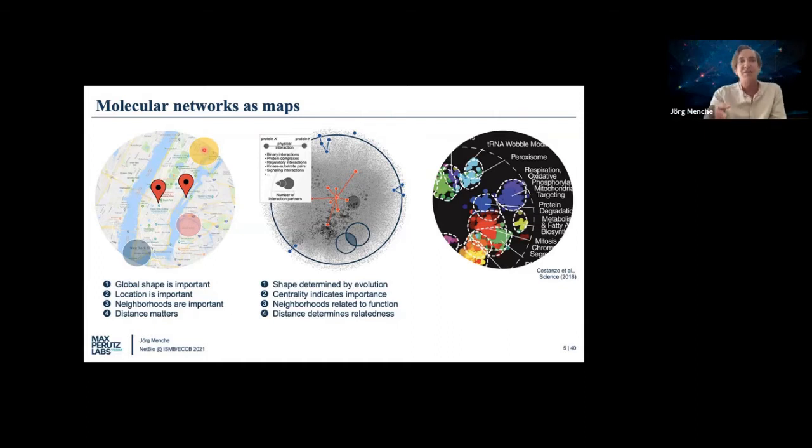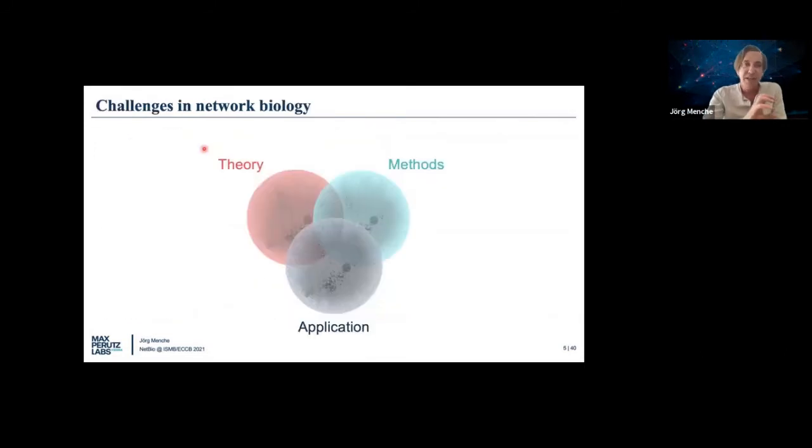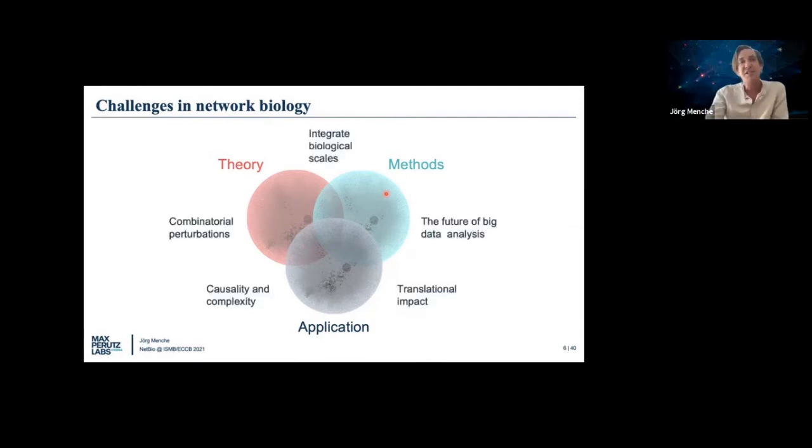And so in summary, in my mind, these four concepts allow us to view molecular networks as maps, and this in turn can be used to address a very broad range of questions in biology and in medicine, which span the entire range from very theoretical to methodological questions all the way to their application. And here are just some examples that, at least in my mind, are particularly interesting.